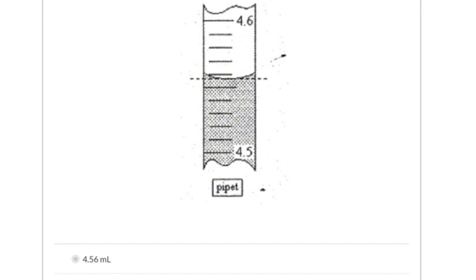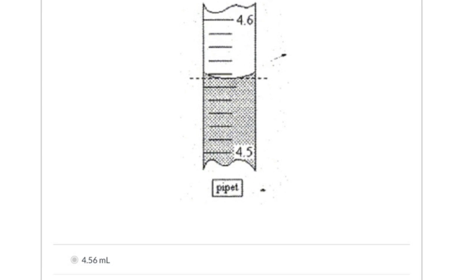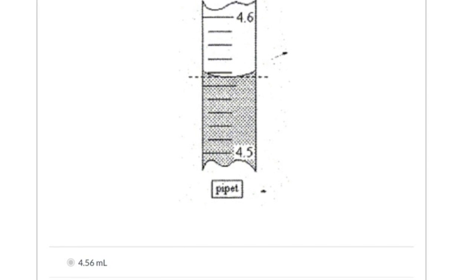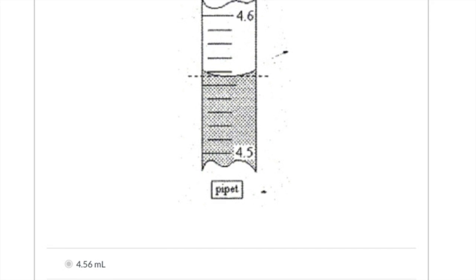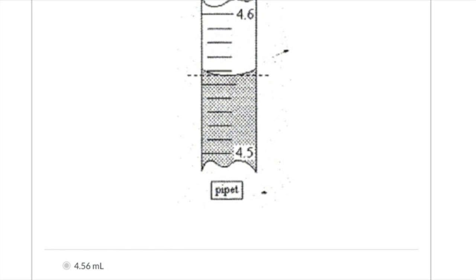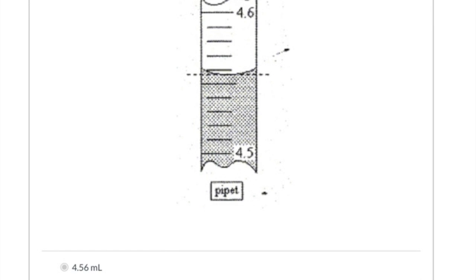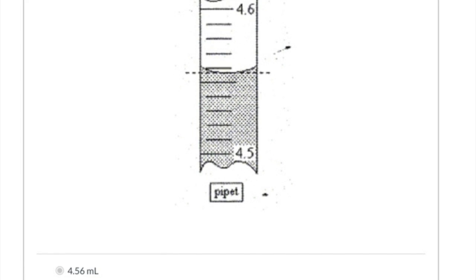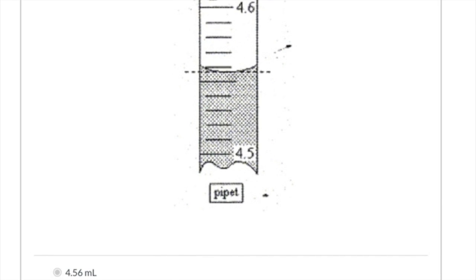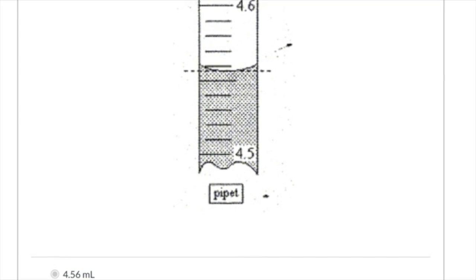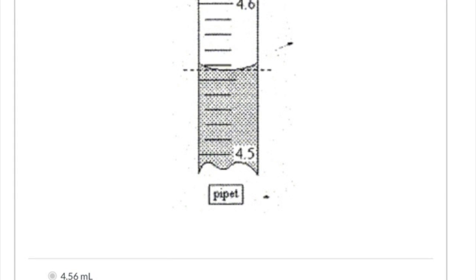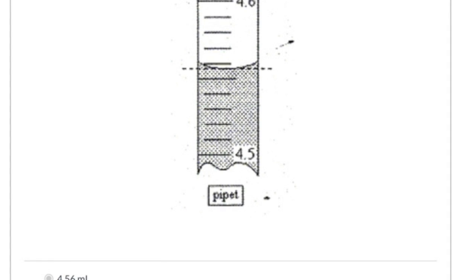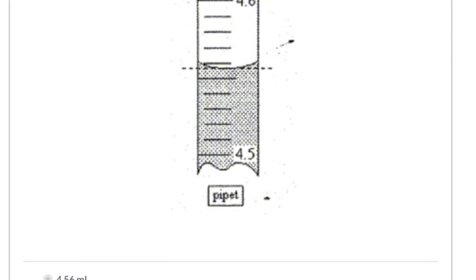So by first looking at the pipette, you will notice that it goes from 4.5 milliliters to 4.6 milliliters with 10 ticks in between. And each tick represents the hundredths place. So for example, you will have 4.51, 4.52, etc. And the liquid fills up to around 4.55 milliliters. And you can estimate that the last digit is around 7. So your final answer will just be 4.557 milliliters.